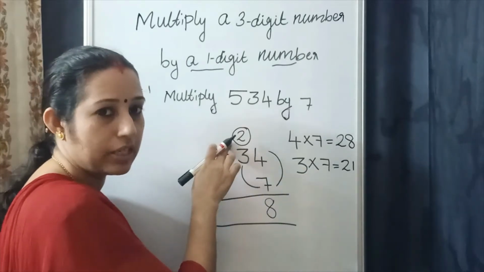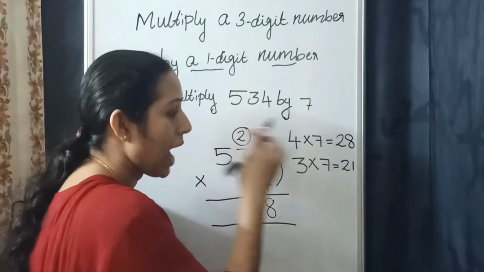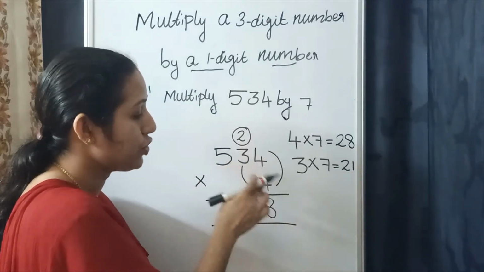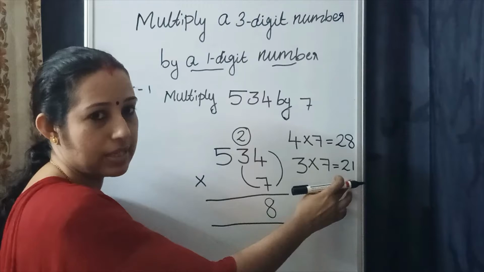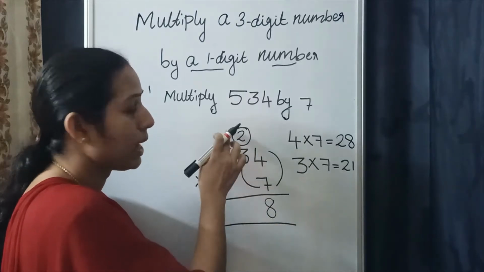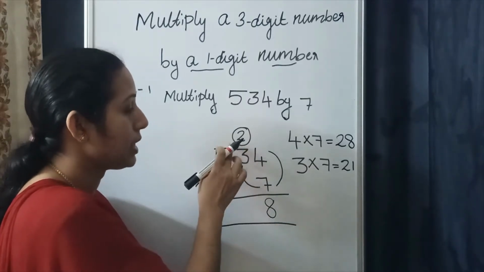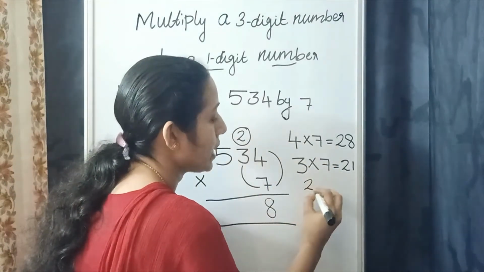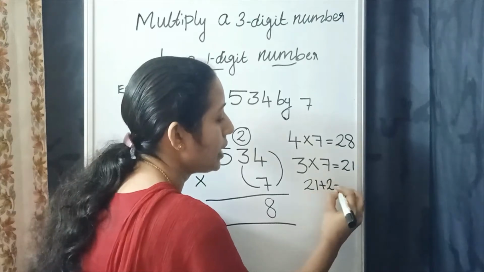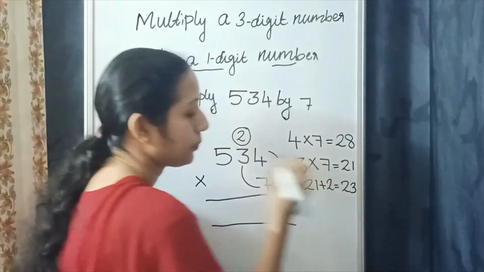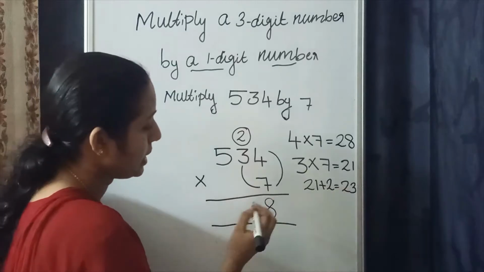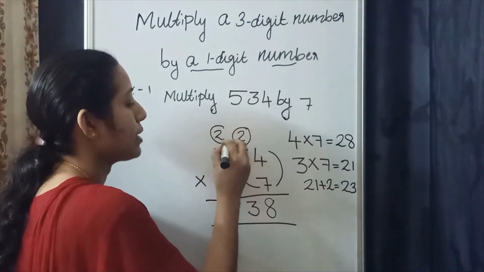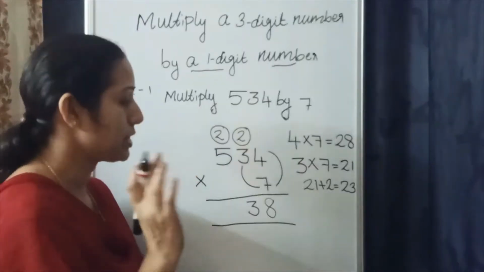Is there a carry over? Yes. Then we add this carry over to this product. In the tens place there is one carry over of 2, so we add it to this answer: 21 plus 2 we get 23. Then regroup: 3 we write here and the 2 we carry forward to the next place. The second step is also over.